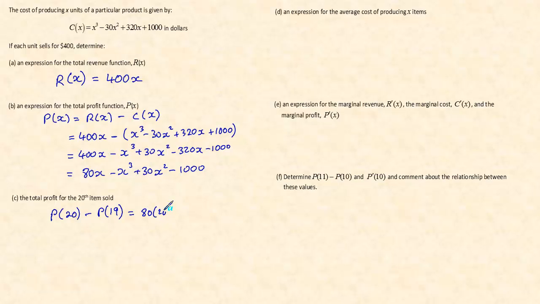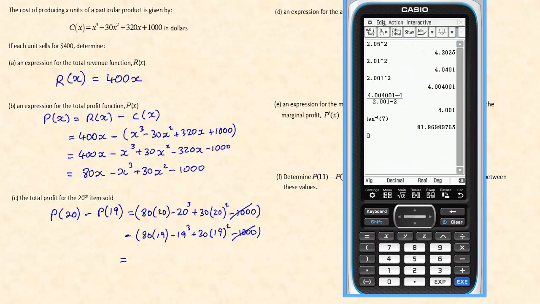So that's going to be 80 times 20, take away 20 cubed, plus 30 times 20 squared, take away 1000. And we're going to subtract from that 80 times 19, take away 19 cubed, plus 30 times 19 squared, take away 1000. We should see here that these thousands are just going to cancel, so we don't need to actually put those in the calculator. And let's calculate.